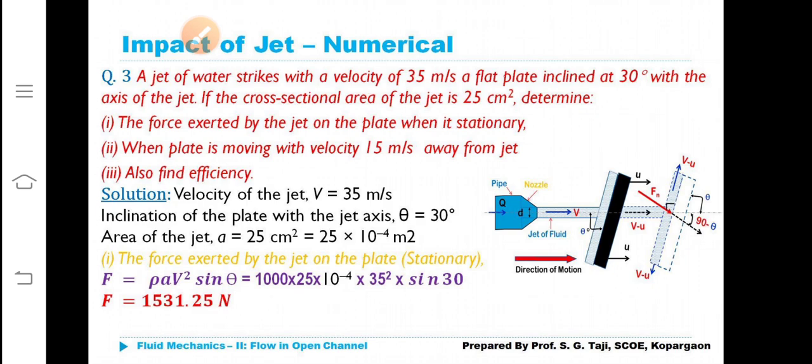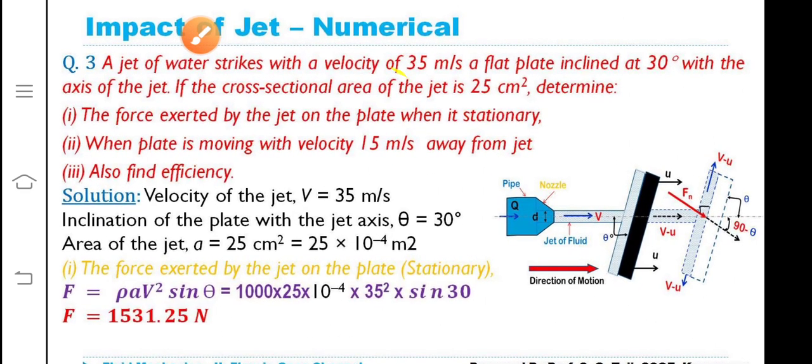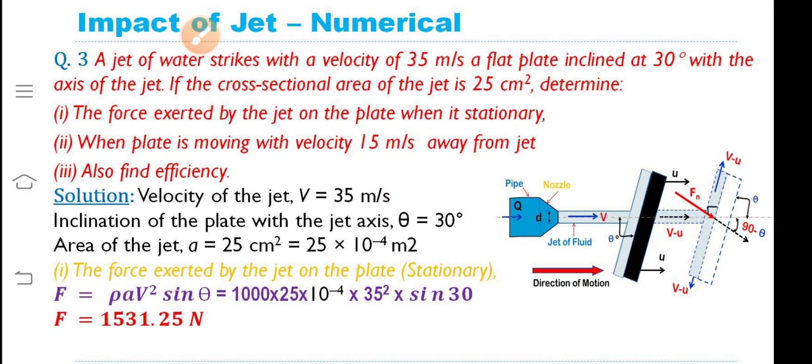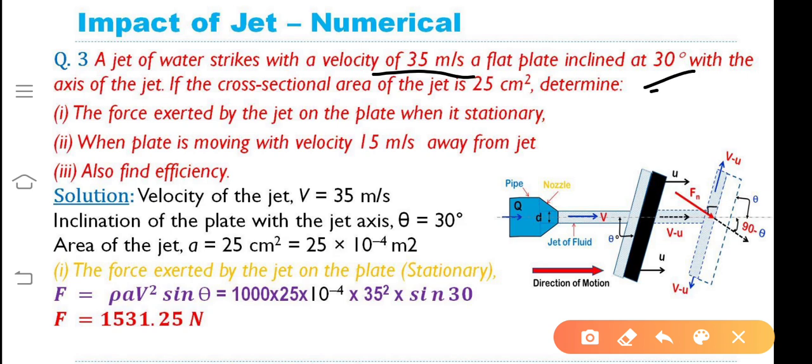Okay, we'll start the numerical problems, right? Instead of next class, we will take one numerical problem today itself. Another 2-3 numerical problems in the next class, okay? A jet of water, let me zoom it as much as I can. A jet of water strikes with a velocity of 35 meters per second on a flat plate inclined at 30 degrees with the axis of the jet.